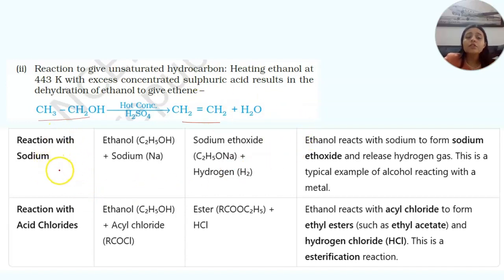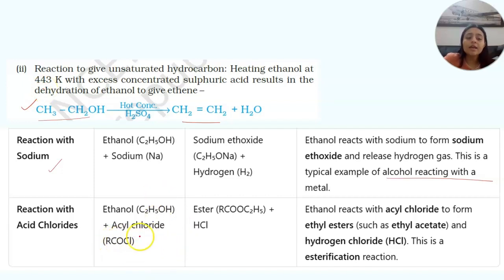When reacting with sodium, ethanol can form sodium ethoxide and release hydrogen gas. This is an example of alcohol reacting with a metal. There is an equation in your NCERT about the sodium reaction, and this one is important. Also the combustion, that's a major one.